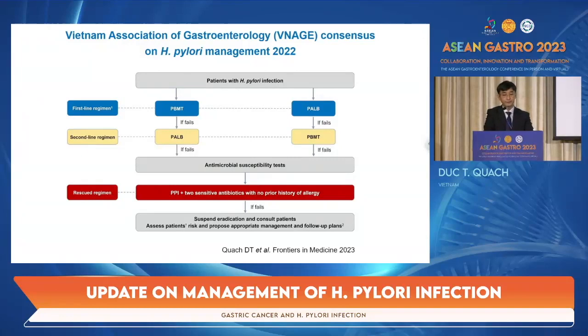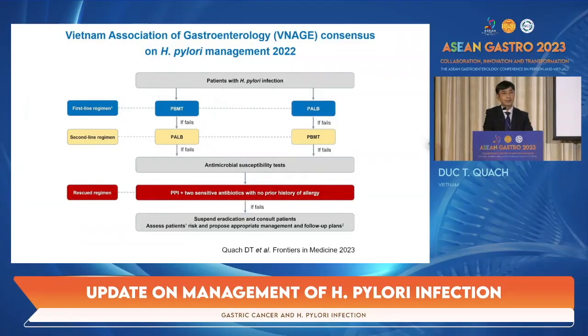And if we fail after 2 times, then we recommend to use antibiotic susceptibility testing. And then we select the regimen based on the PPI with 2 sensitive antibiotics with no prior history of allergy. And if we fail, we recommend to the doctor to suspend eradication and consult the patient.